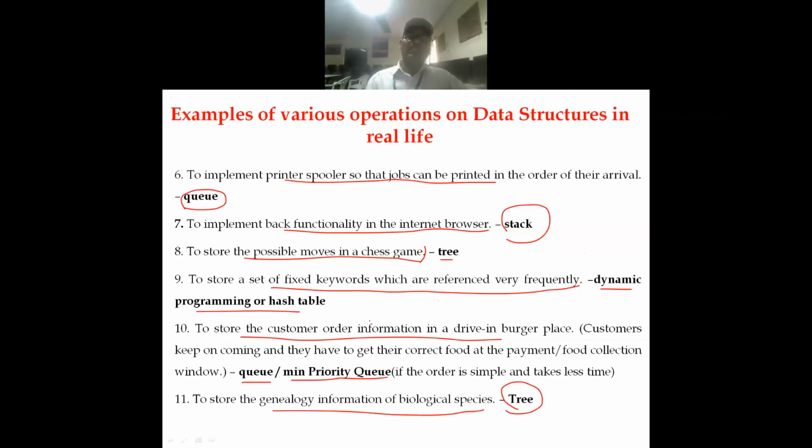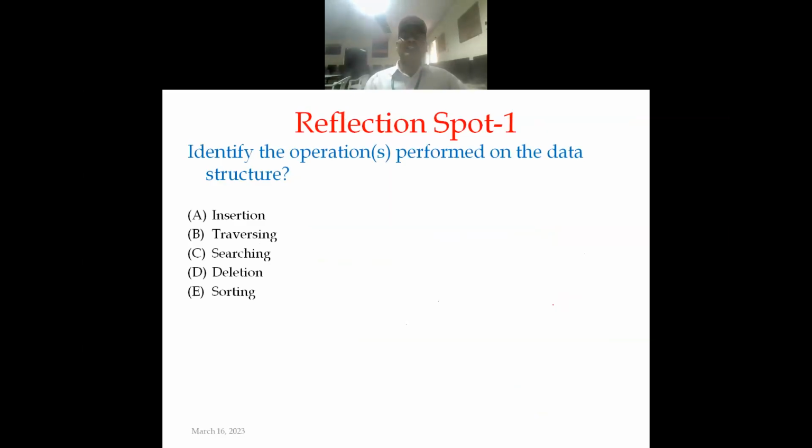So like this, these are the different types of data structures which are used in storing the data pertaining to the given real life situation. Now coming to this reflections part, identify the operations performed on the data structures. Option A is insertion, B is traversing, C is searching, D is deletion, and E is sorting. Anyone? Any student can answer this question. Yes, all are the right options.